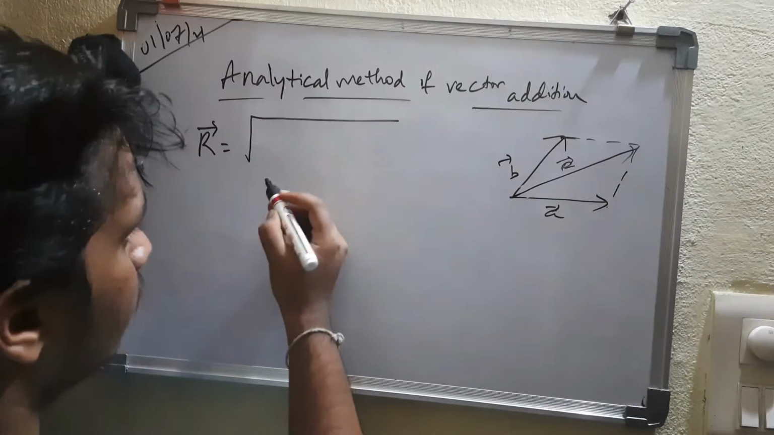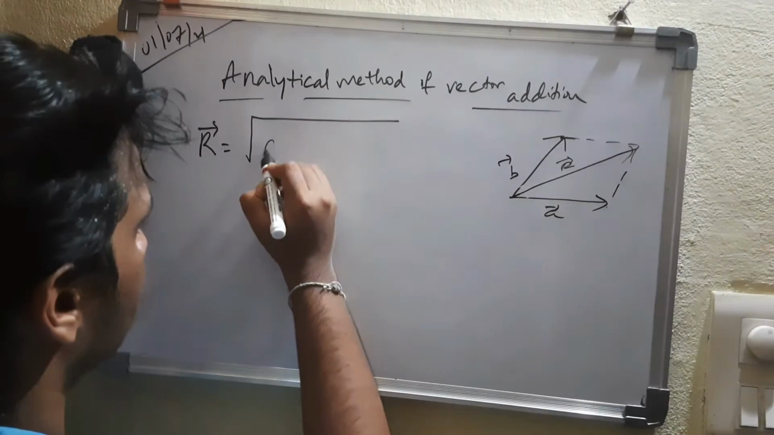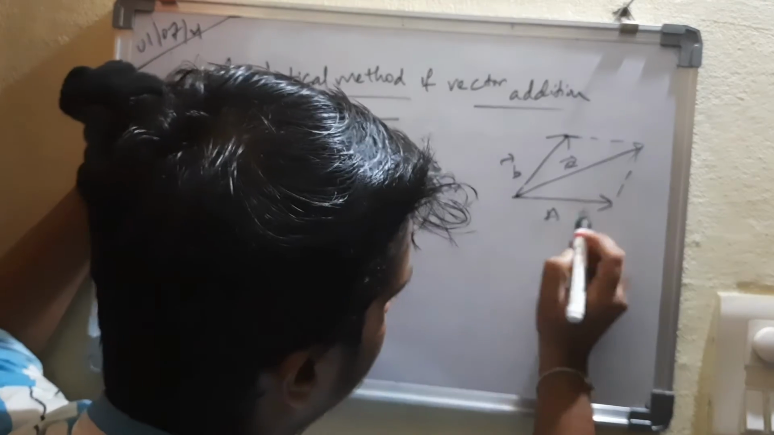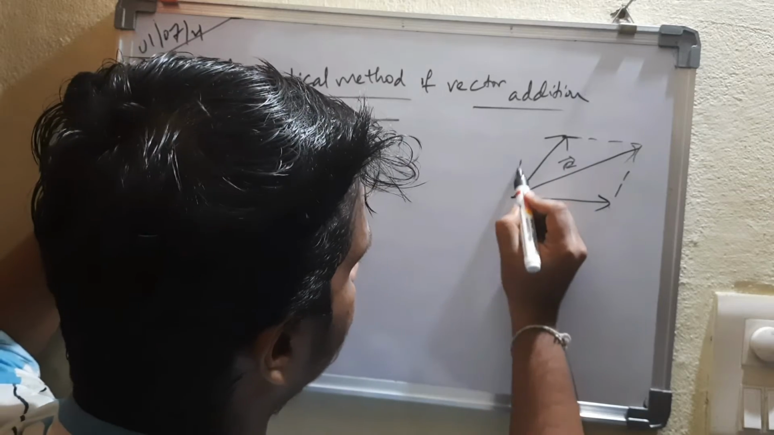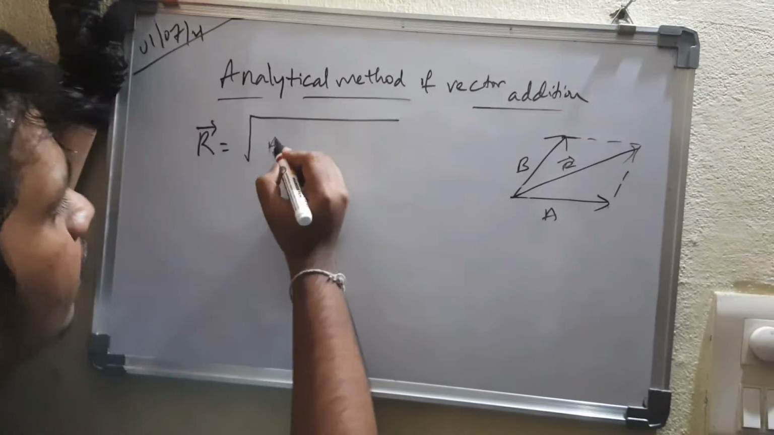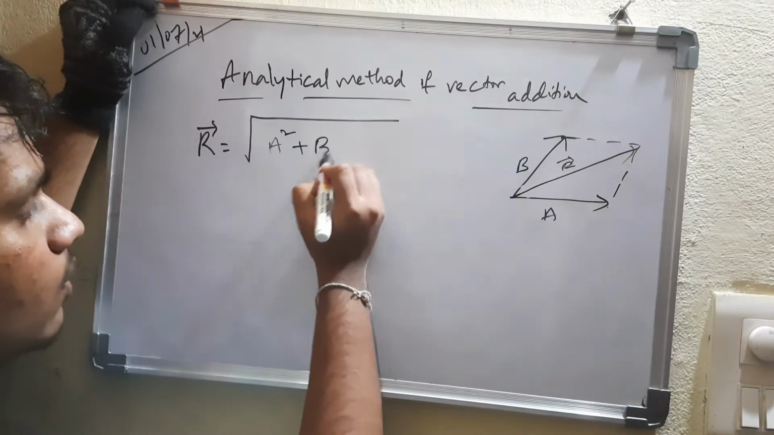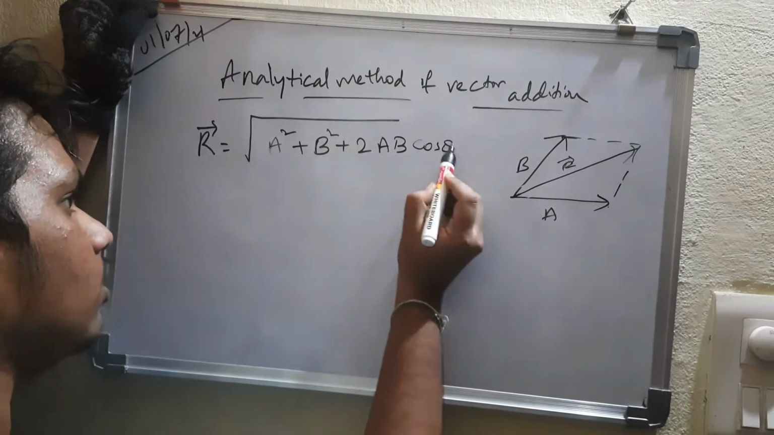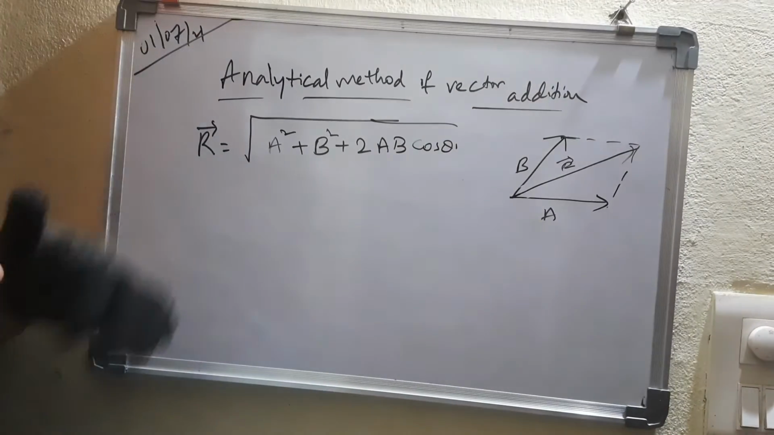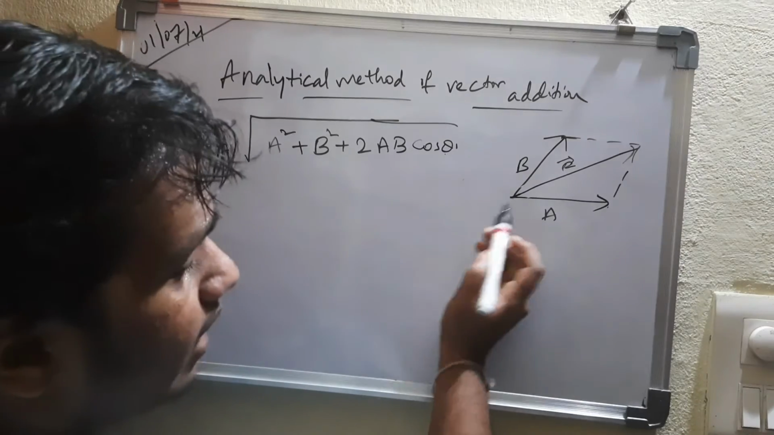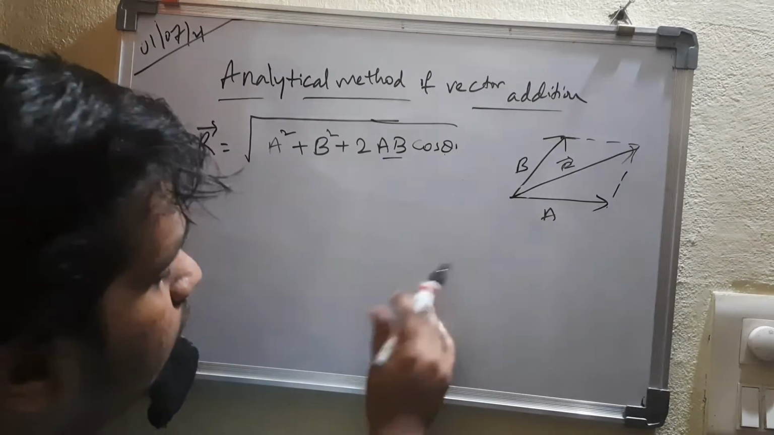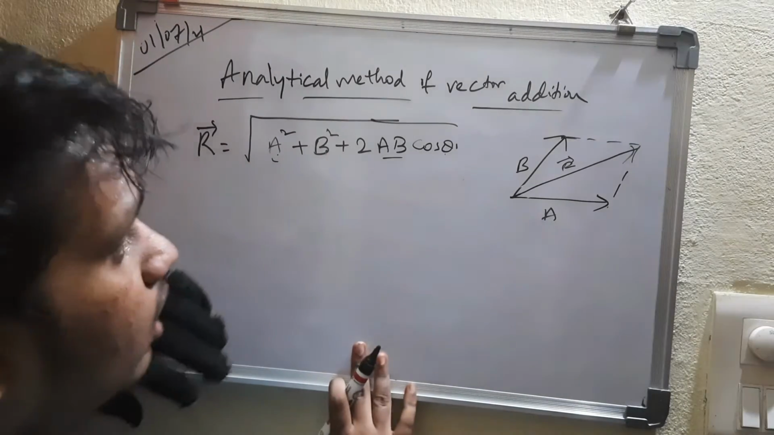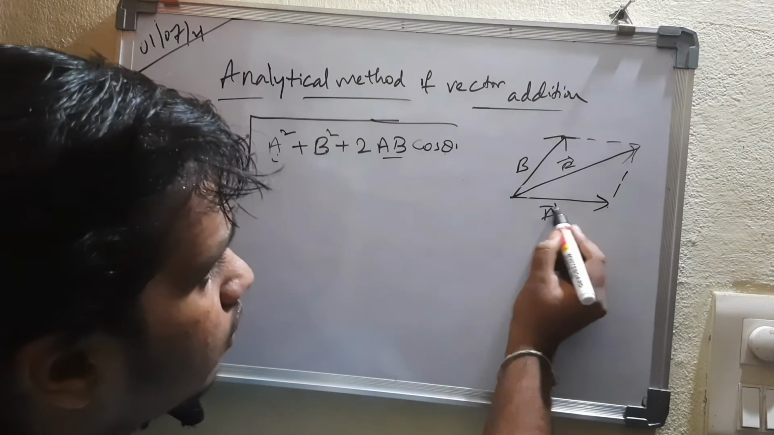under root of A square plus B square plus 2AB cos theta. We'll take it as capital A, capital B. This is the formula where theta is the angle, A is the magnitude of the vector, B is the magnitude of the vector. We have to consider the magnitudes, not the vectors.